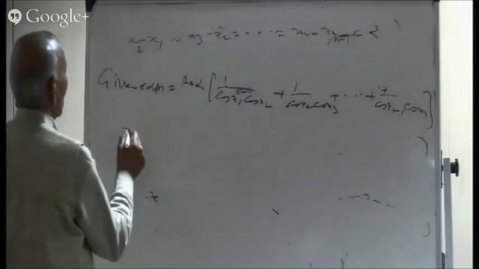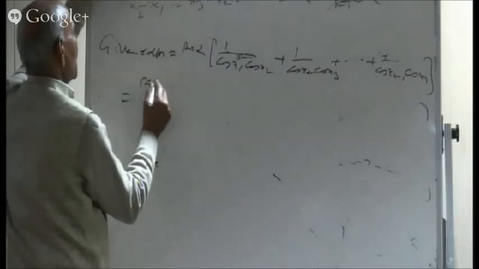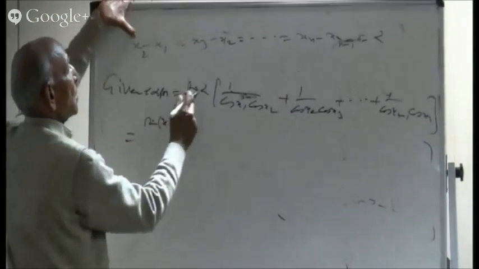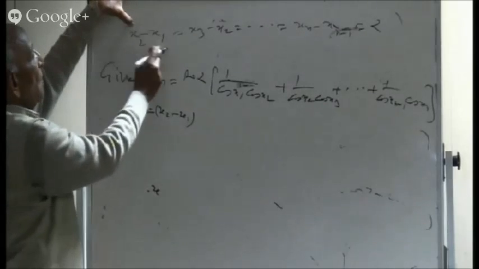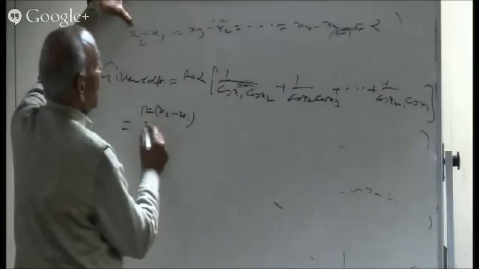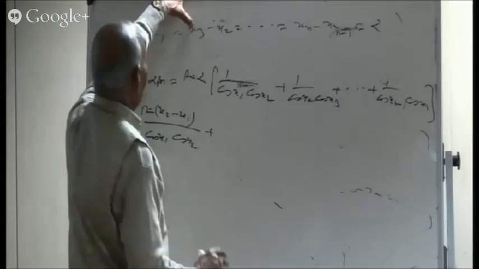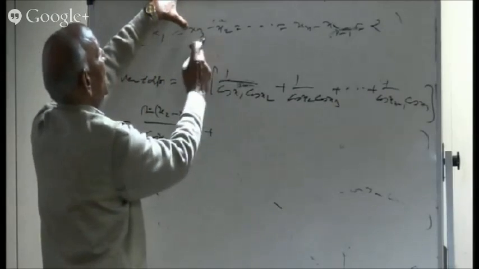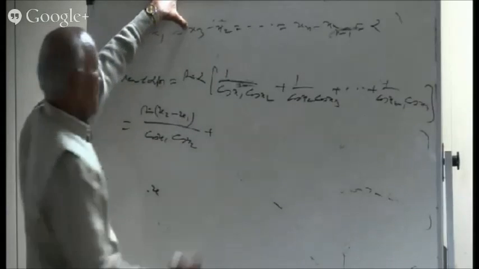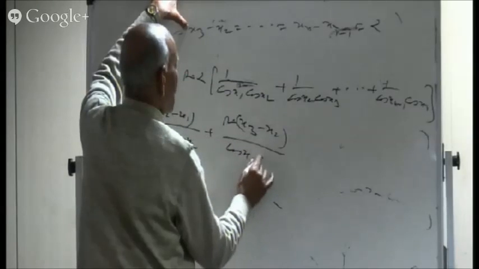So this is equal to, can I multiply by sine of alpha? Multiplying by sine of alpha, but alpha is equal to x2 minus x1. So here is the manipulation: sine of (x2 minus x1) divided by cos x1 cos x2. And plus, here it is sine of alpha, but below we are getting x2 and x3, so I should write it in this form: sine of (x3 minus x2) divided by cos x2 cos x3.